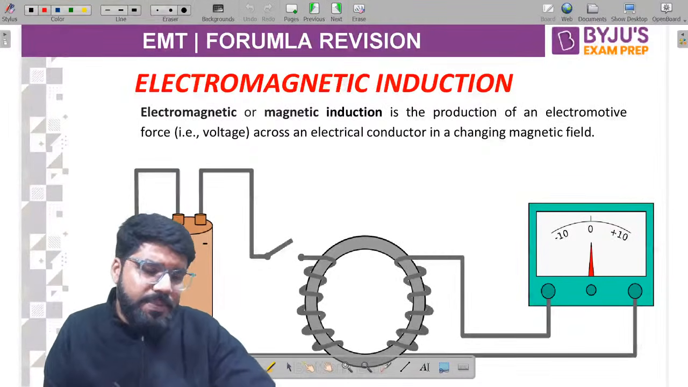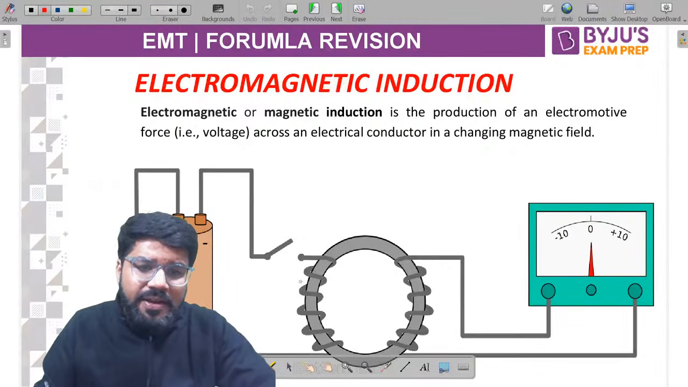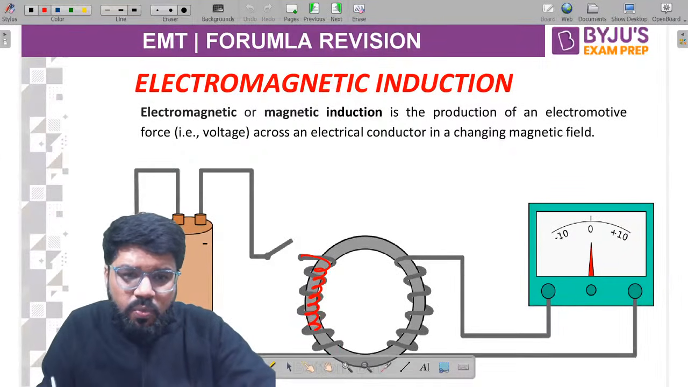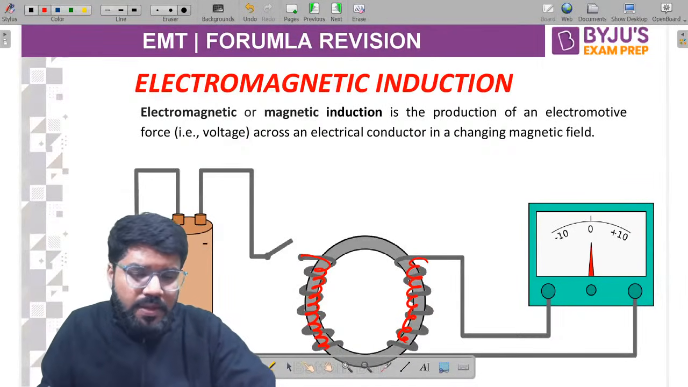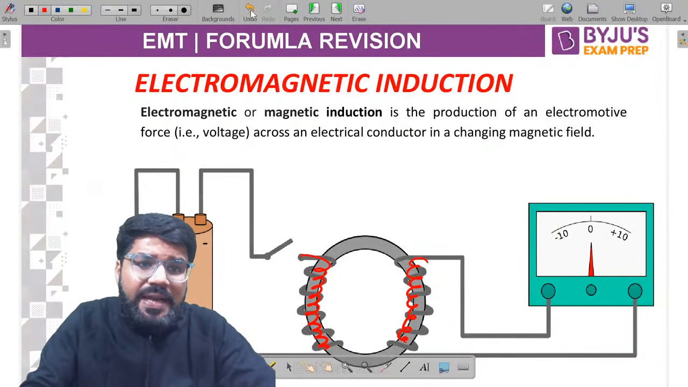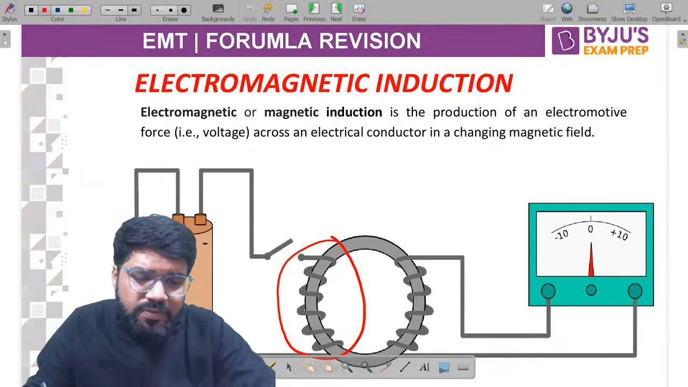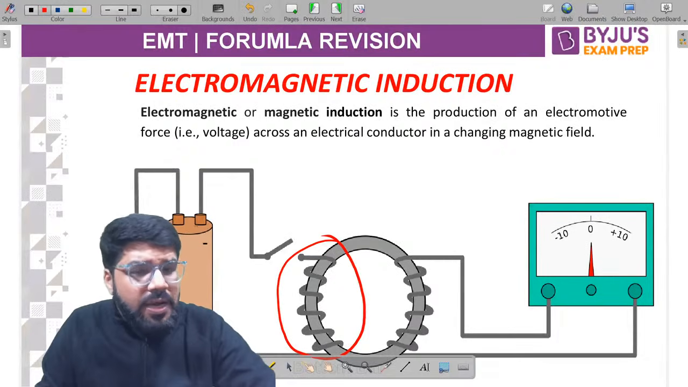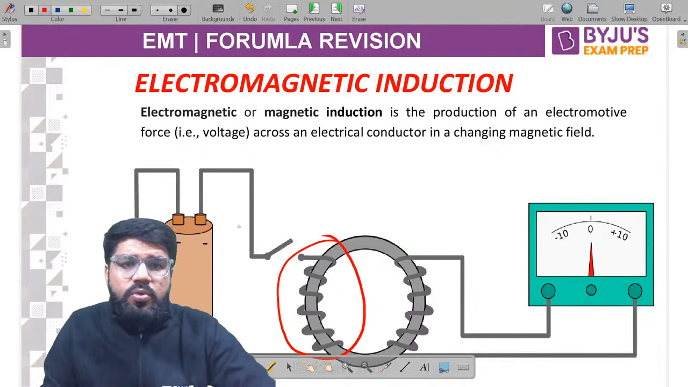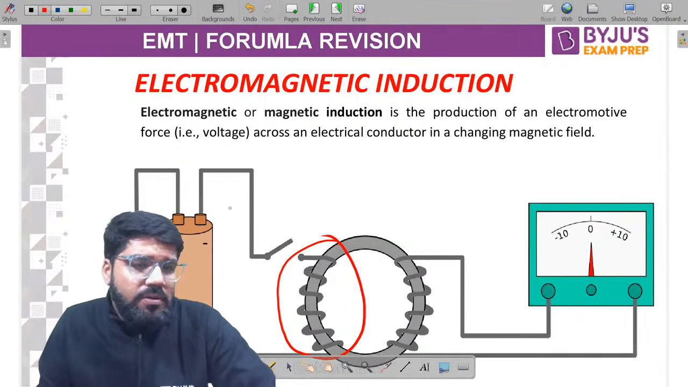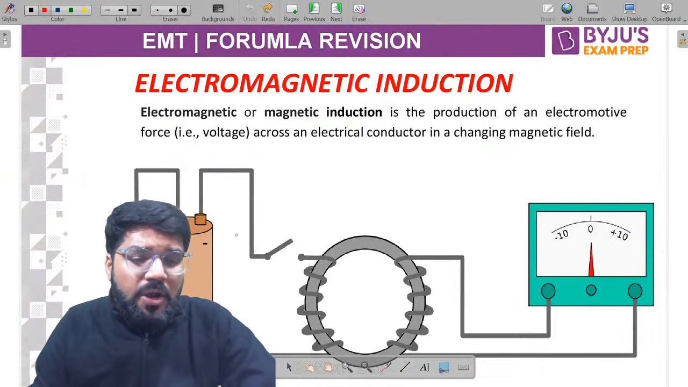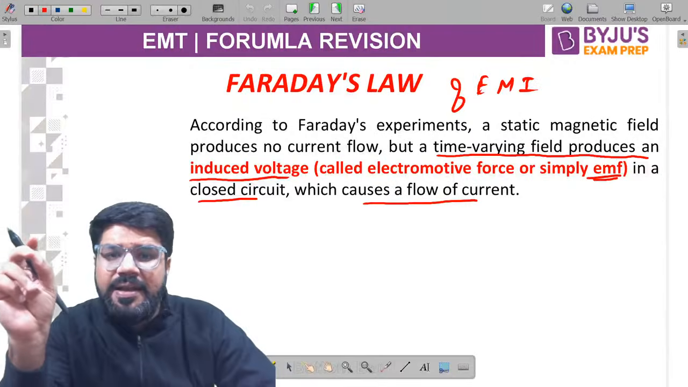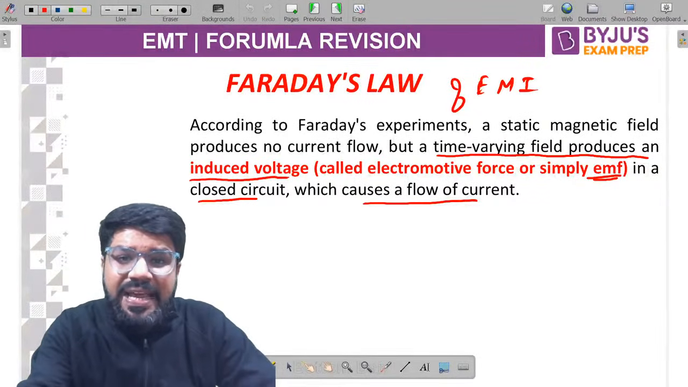This is one such experiment performed by Faraday, where he took a coil of wire wound on one side of a core, and another piece of wire connected on the other side of the same core. He connected the first coil to a battery, which should have a sinusoidal current, because what I need is a time varying magnetic field.